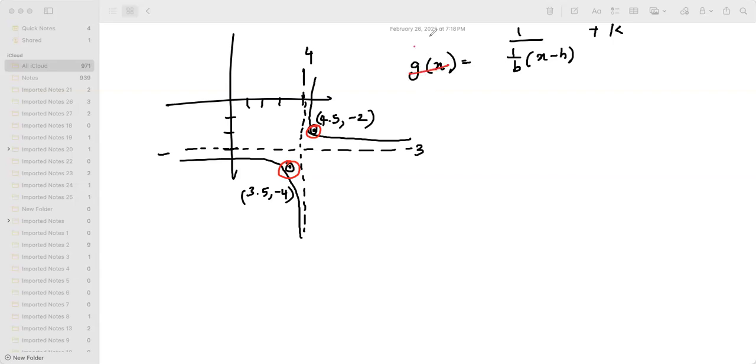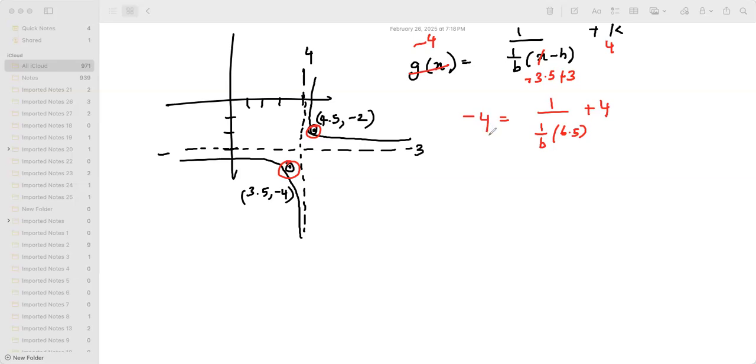Okay. Minus 4, did you substitute it in here? Minus 4 and then 3.5. Okay, h and k was what? H was plus 3, you have to add 3. Okay, so let me take your own points. Minus 4 equal to 1 by b times 6.5. This is 3.5 plus 3, correct? Yeah, 6.5 plus 4.